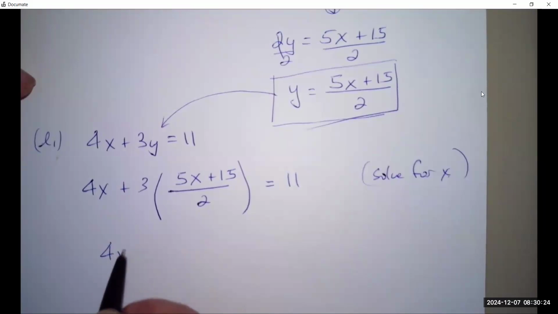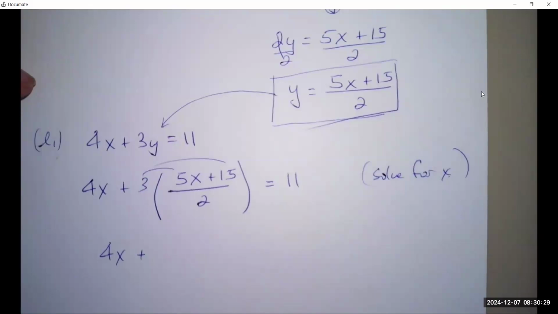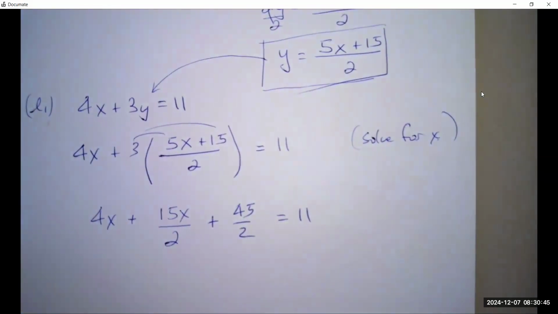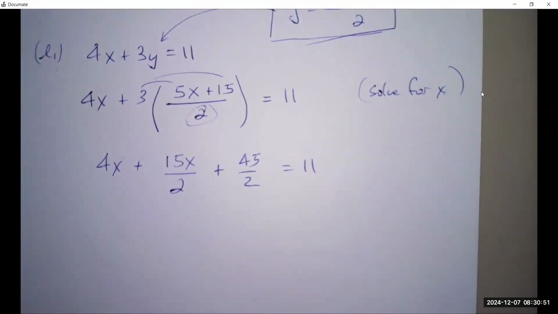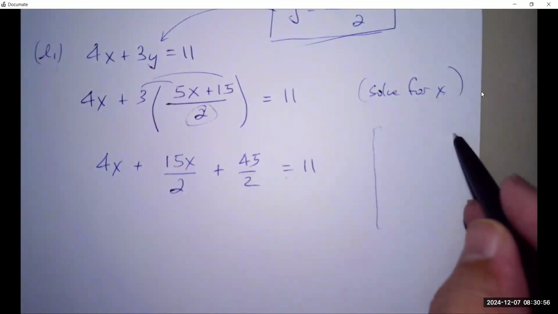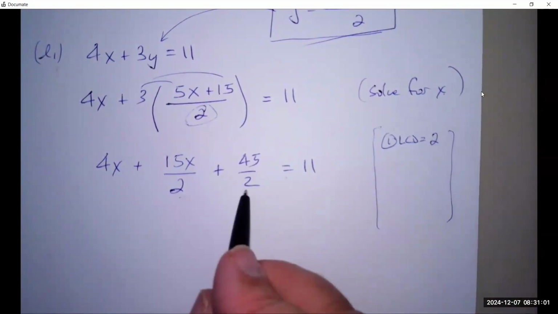So we have 4x. We'll distribute the 3, which becomes 3 times 5 is 15x over 2. 3 times 15 is 45 over 2. Because it's a monomial, I can split them up. All right, we have fractions and an equal sign. So we got to do those 5 steps. Find the LCD, which is 2.